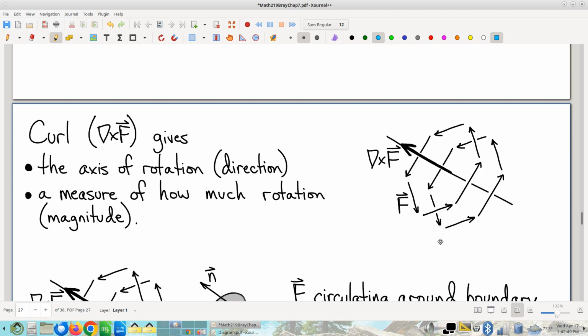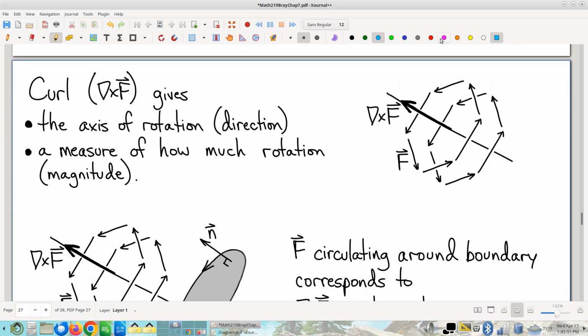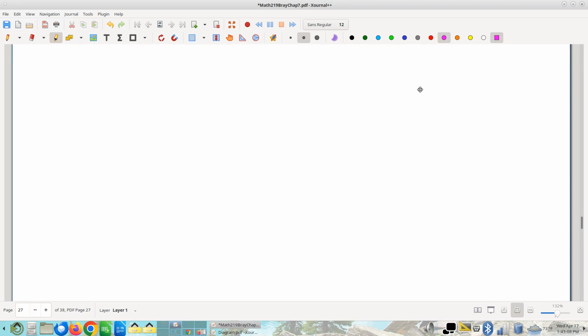Okay. So ultimately then, this picture. So curl, again, that vector tells you the axis that the rotation is around by virtue of its direction, and in some sense how much rotation there is by virtue of its magnitude. Okay. All right, and that's where we left off.